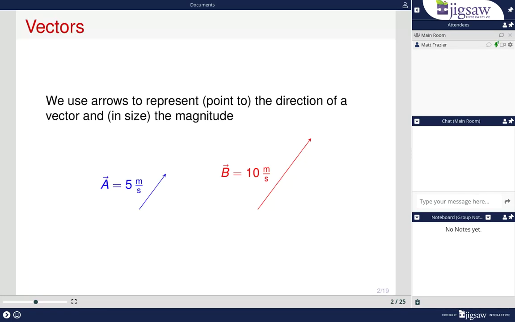When we want to represent a vector, we use arrows. We start it at some point, and we draw it for some length that represents how big it is, what the magnitude is. It goes to some endpoint, which tells us which way it goes. And here are two vectors, A and B.